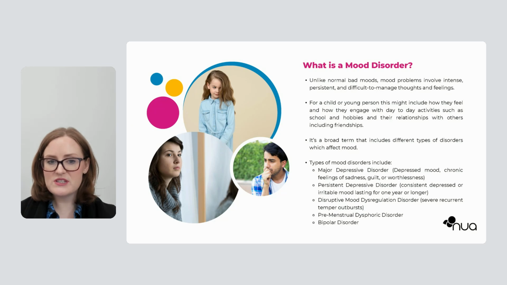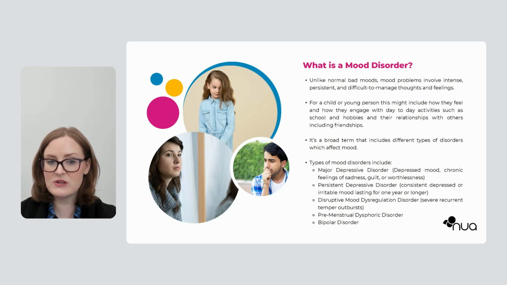Types of mood disorders include major depressive disorder. This involves depressed mood, chronic feelings of sadness, guilt, or worthlessness. And then there is persistent depressive disorder. This is where there's consistent depressed or irritable mood lasting for 1 year or longer. And then there's disruptive mood dysregulation disorder, which involves severe recurrent temper outbursts.